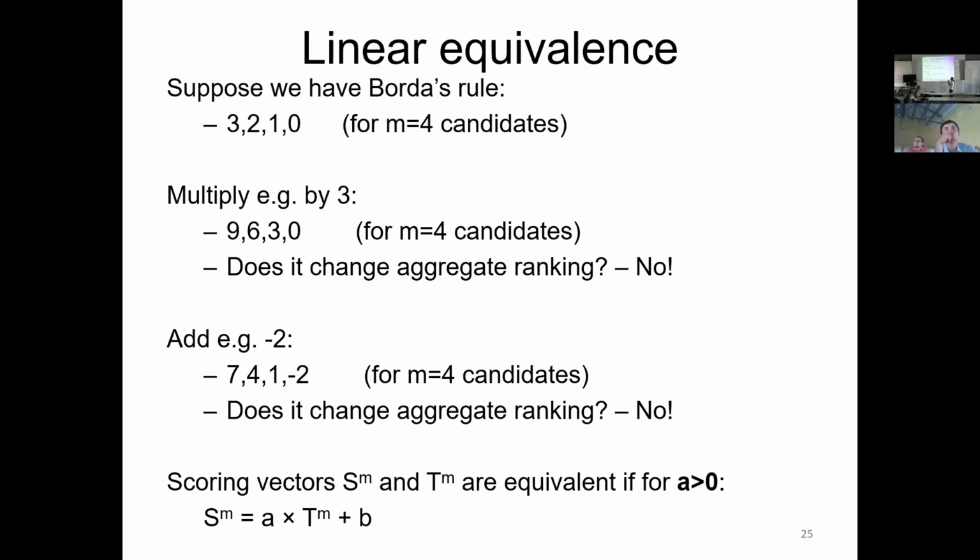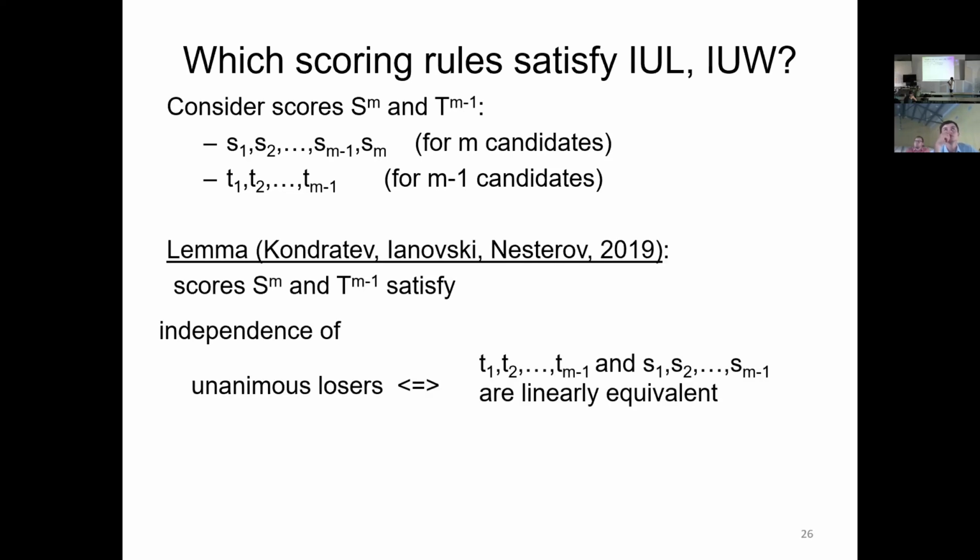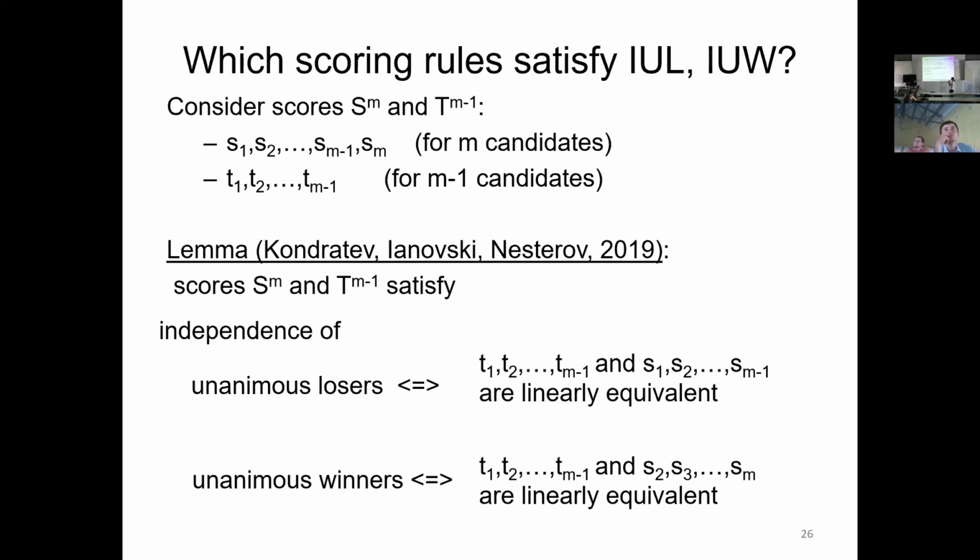And this notion of linear equivalence is key to understanding which rules are independent from unanimous winners and losers. Our key lemma is that if S1 through to Sm are the scores for M candidates, and T1 to Tm-1 are the scores for M-1 candidates, then a scoring rule satisfies independence of unanimous losers if and only if T1 through to Tm-1 is linearly equivalent to the first M-1 scores for M candidates. Likewise, a scoring rule satisfies independence of unanimous winners if and only if T1 through to Tm-1 is linearly equivalent to the last M-1 scores for M candidates. Yes, the entire T vector, there are only M-1 of them.